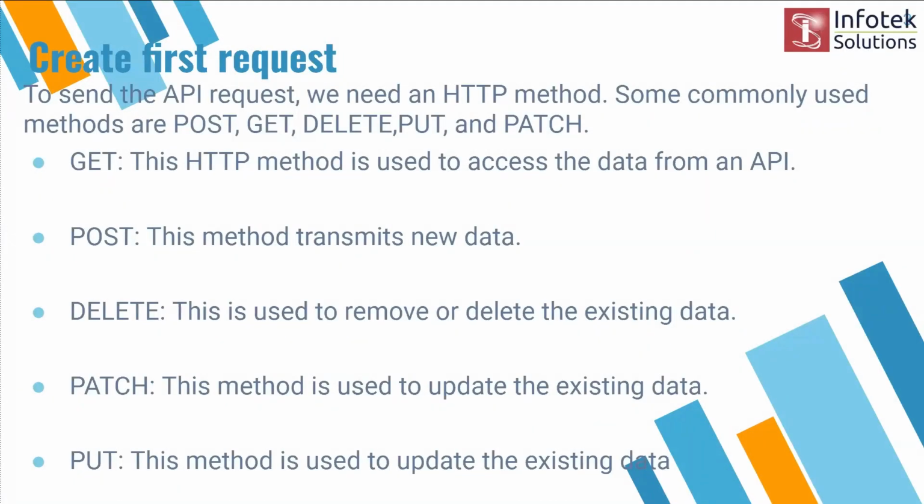Now, create your first request. To create your first request or to send an API request, we need HTTP methods. If you see this, POST, GET, DELETE, PUT, and PATCH are different HTTP methods that work in different sections. For example, the GET method is used to access data from an API. That means whatever data is in that particular API, you can access it using the GET method.